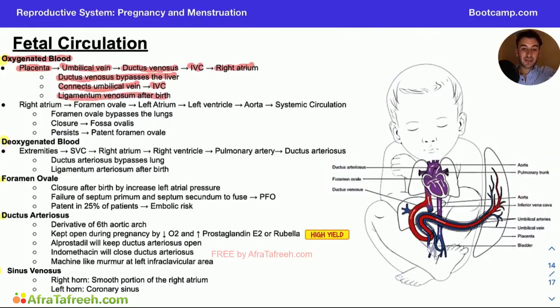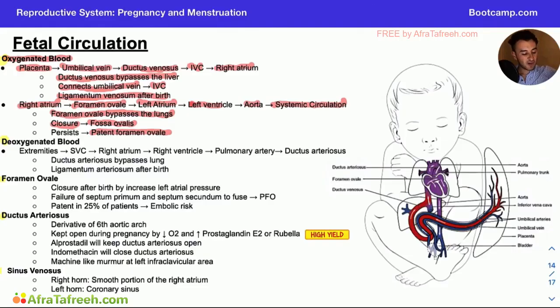Then we mentioned that once we get to the right atrium, we go through that special foramen ovale, and that is going to lead us to the left atrium, where we go to the left ventricle, into the aorta, and then we're into systemic circulation, where mom's oxygenated blood can start serving the tissues of the fetus. We mentioned that our foramen ovale is the important thing that allows us to bypass the lungs. This is an example of a right to left shunt, and the closure of this foramen ovale is going to be called the fossa ovalis, and if it persists, which we will talk about a little bit later, we call this a patent foramen ovale, also known as a PFO.